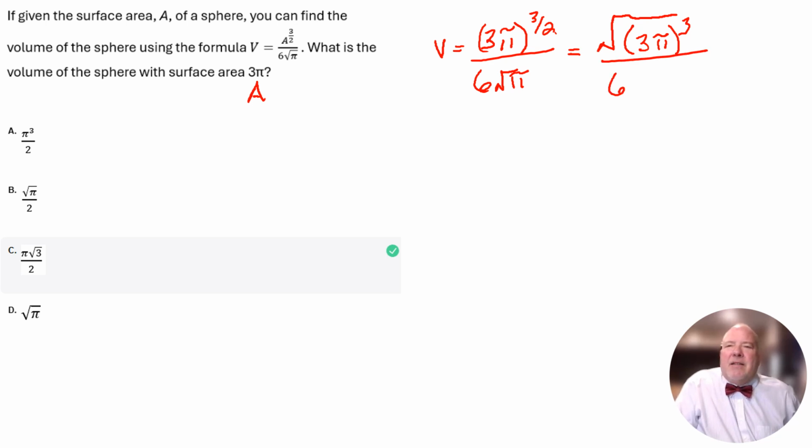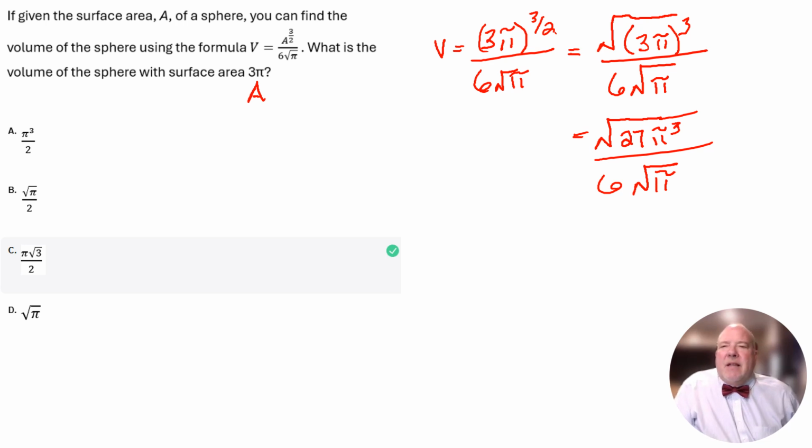And that's all divided by 6 times the square root of pi. So let's go ahead and simplify the numerator up here. Let's do 3 pi to the third power. That's going to give us the square root of 3 to the third power, which would be 27, 3 times 3 times 3, and then pi to the third power. And then in the denominator, we still have 6 square root of pi.